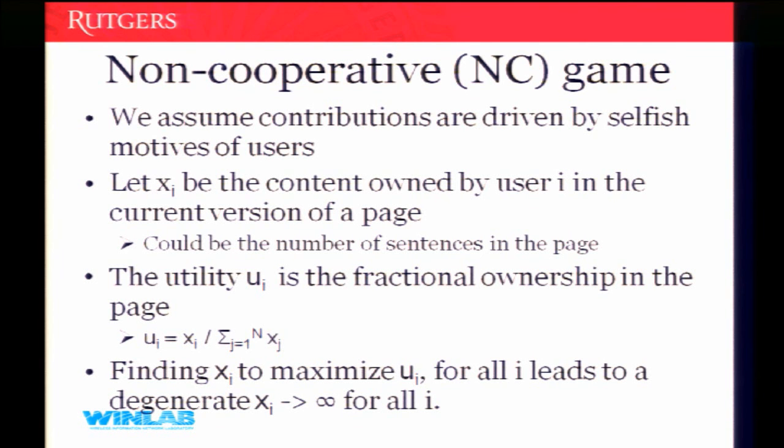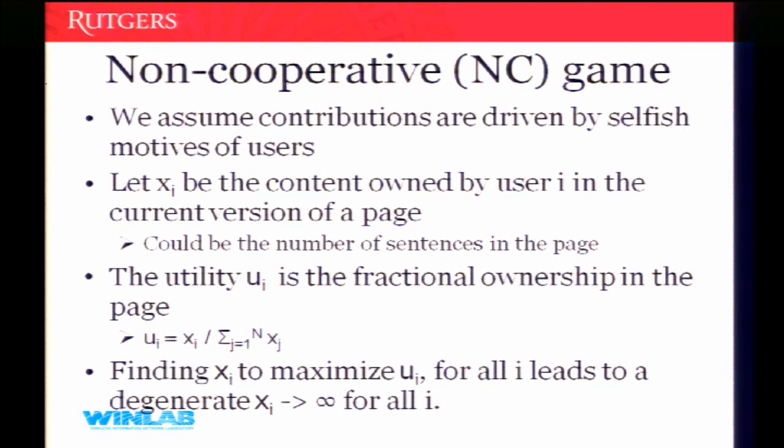Then the utility is the percentage ownership. It's just xi divided by summation xj, which means what fraction of the whole page is owned by each user. Right? A very simple formulation as of now. But we'll see that this simple formulation can actually lead to some powerful results.